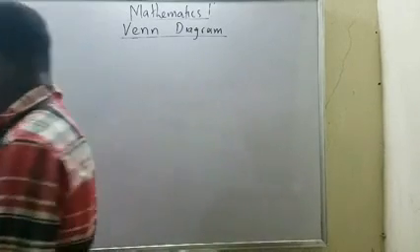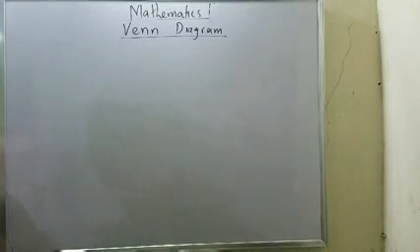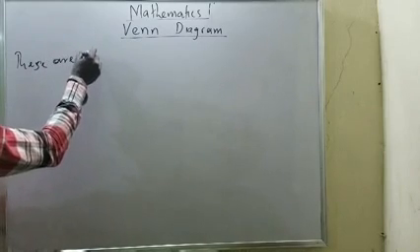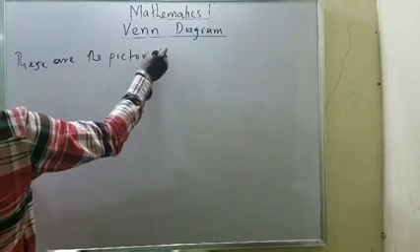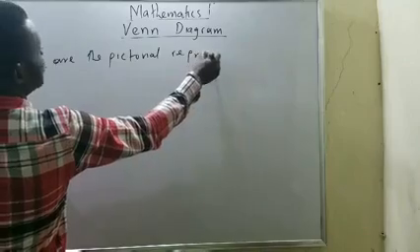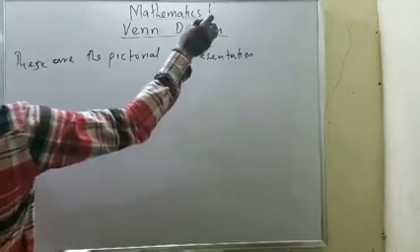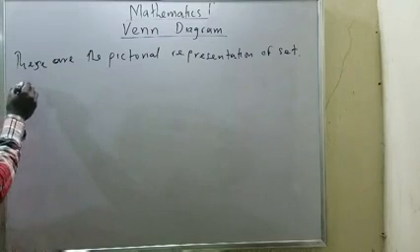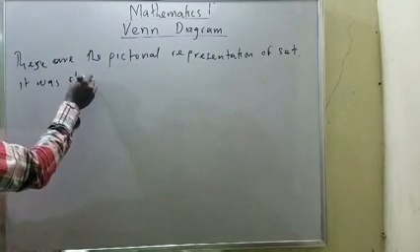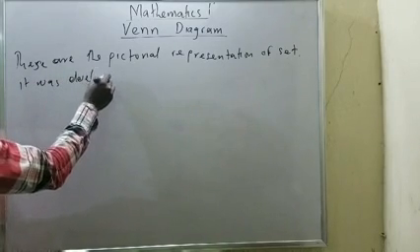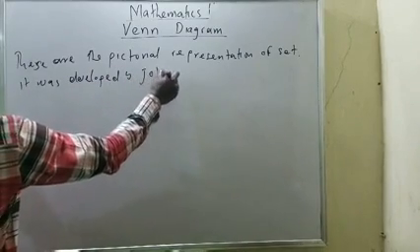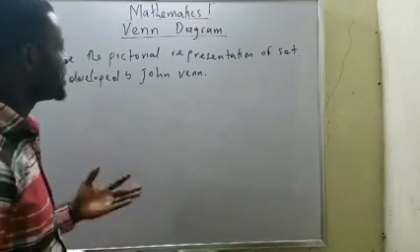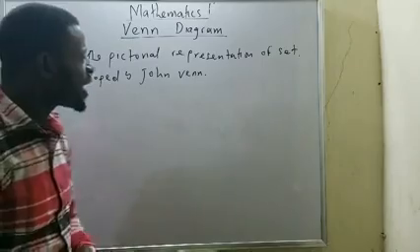Now, when we talk about Venn diagram, let me explain what is Venn diagram. Venn diagrams are the pictorial representation of sets. It was developed by John Venn. It means the pictorial representation of set.